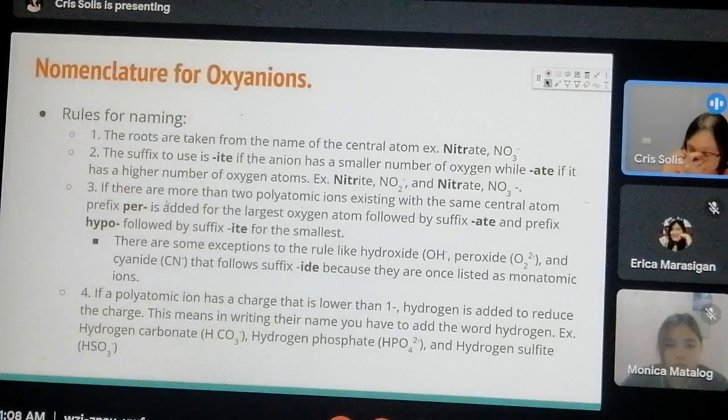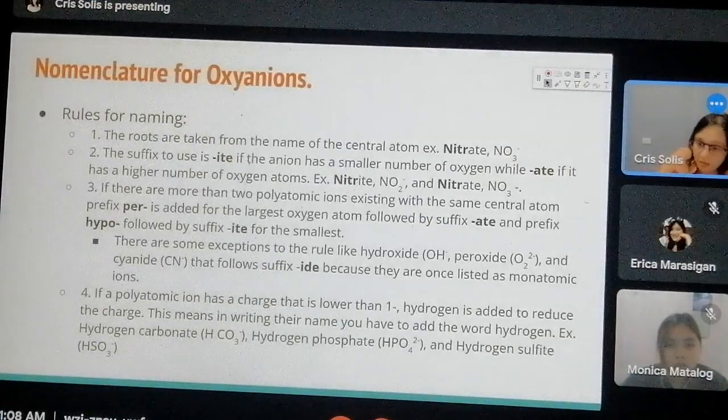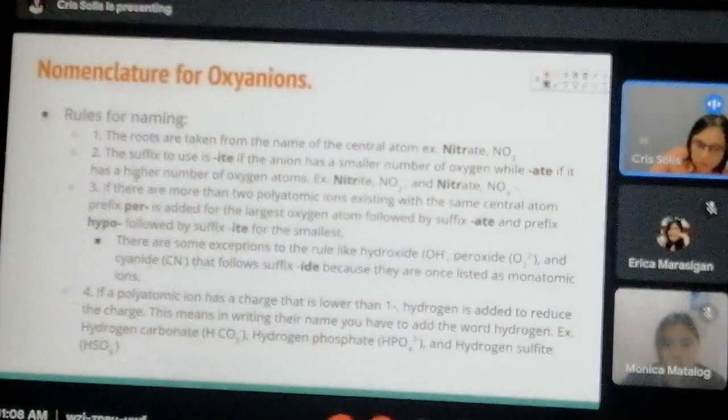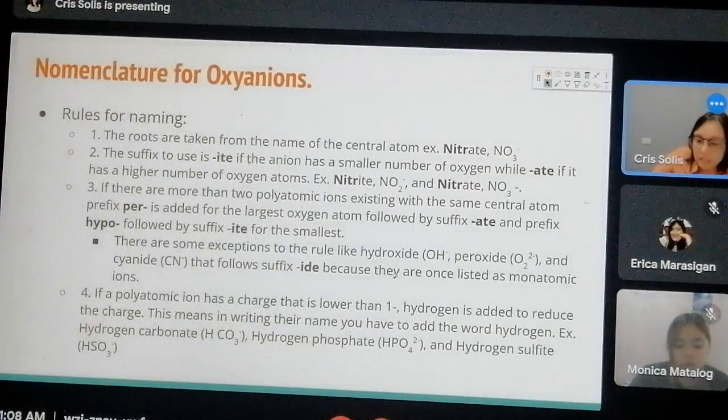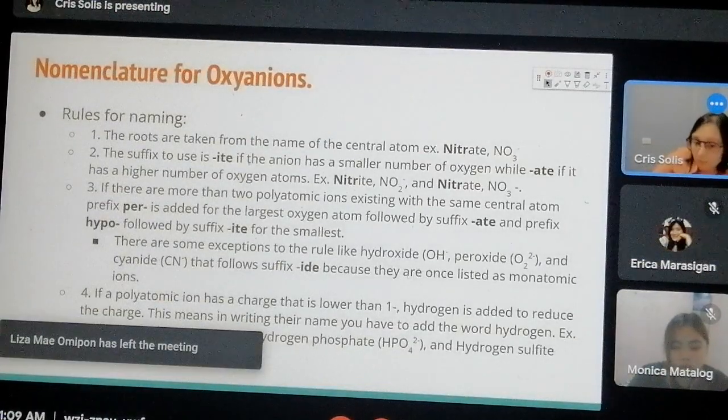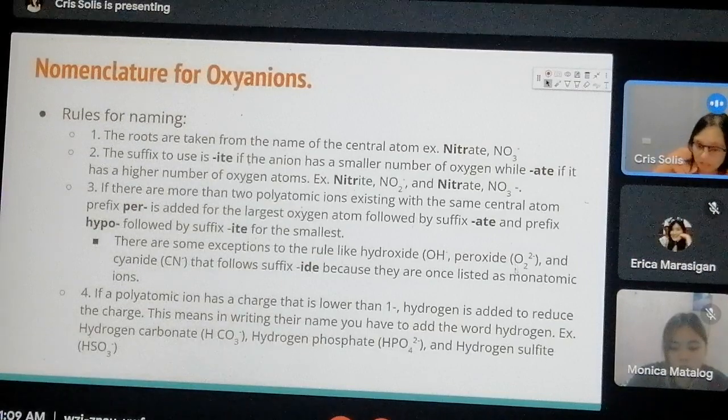examples, if that oxyanion has 4 different numbers of oxygen, we add the per and the hypo with it. Exemption to the rule natin is hydroxide, peroxide, and cyanide. Because all 3 of them use the suffix IDE. Sila lang ang naka-IDE.